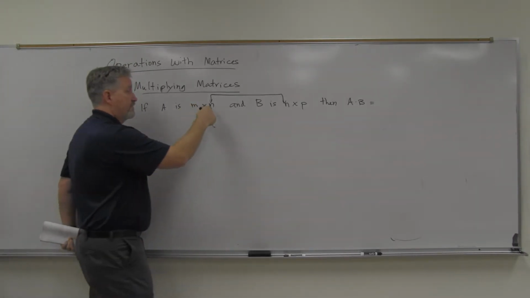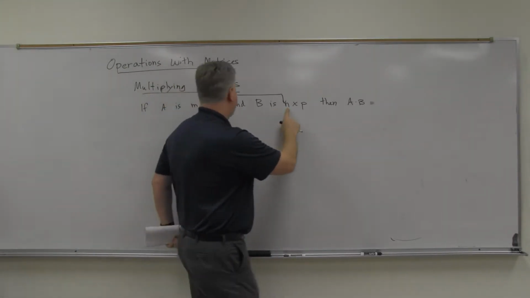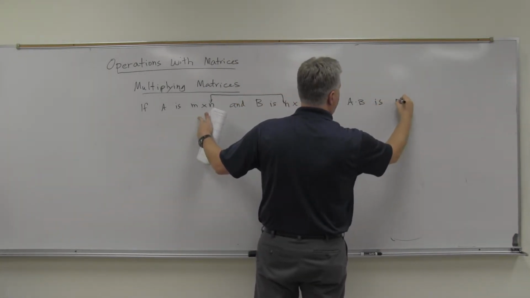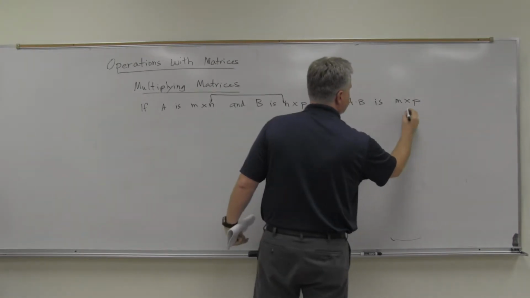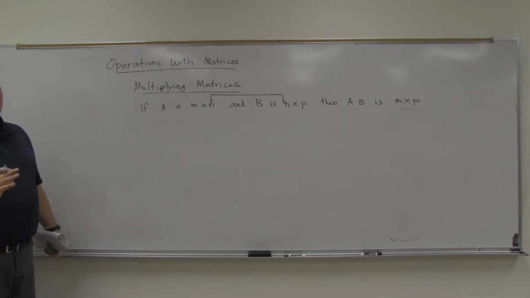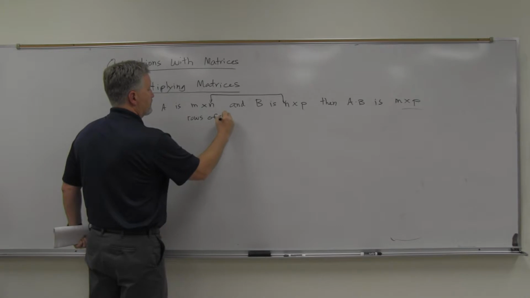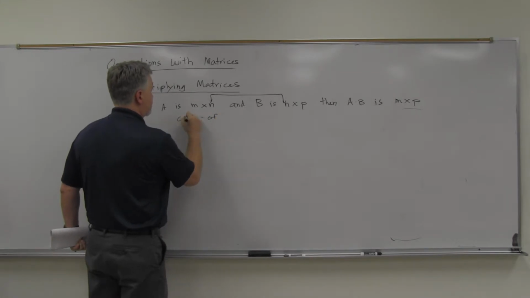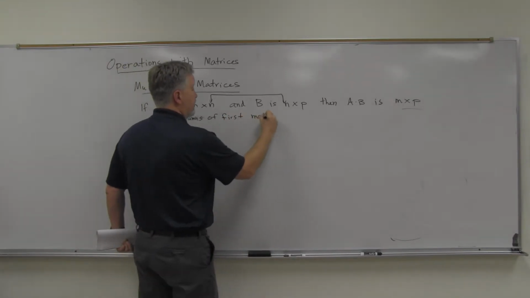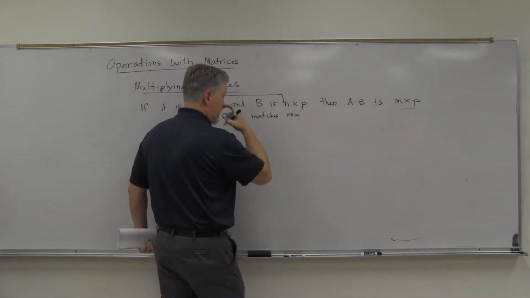So the columns of the first have to match the rows of the second. That's what this says. So what you wind up with is an m by p matrix. And I'll show you how that works. But that's the first thing to note here. The columns of the first matches the rows of the second. And you'll see why they multiply.